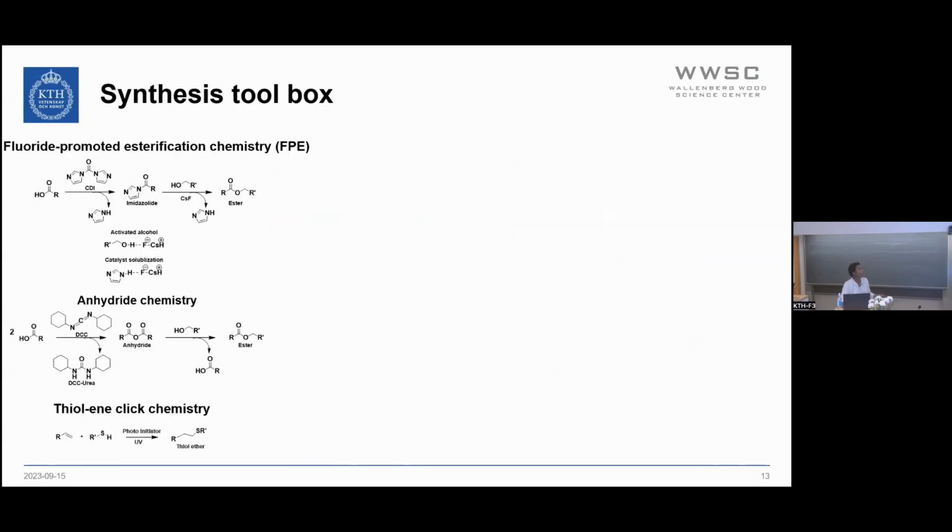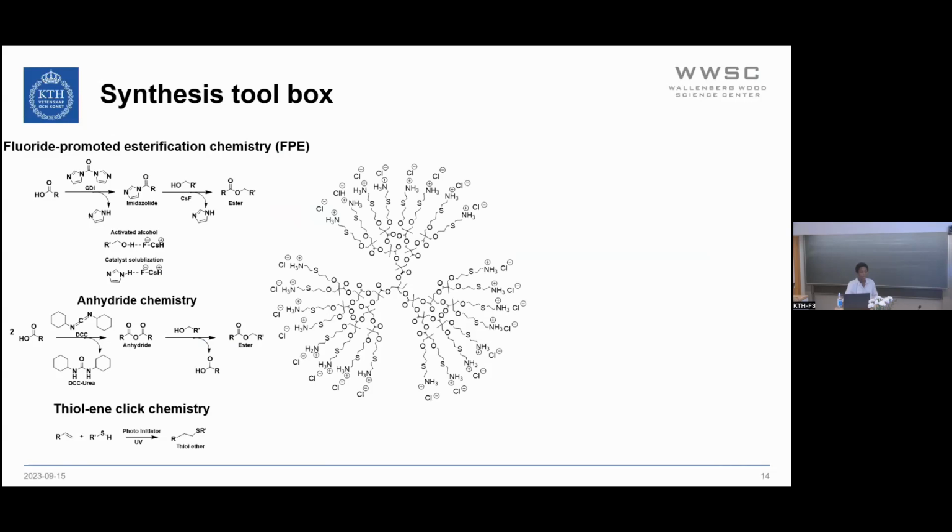A lot of the work has been focused on the synthesis. And we used these three chemistries as the main key things, among others, to help us build the dendrimer. And I'm going to use this G3 dendrimer to just highlight how we grew this specific dendrimer. So we used FPE chemistry for the growth of the dendrimer. It's an esterification reaction where we use bis-MPA. We then used anhydride chemistry to introduce the alkene functionality on our dendrimer. And lastly, to introduce the ammonium groups, we used thiol-ene click chemistry.